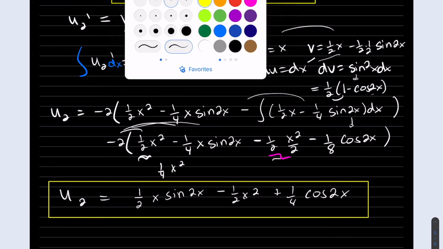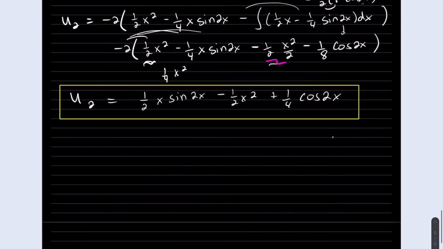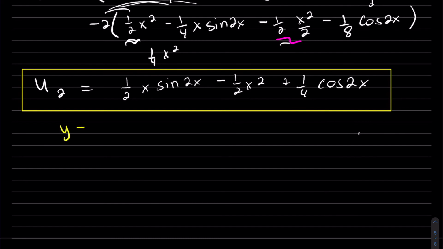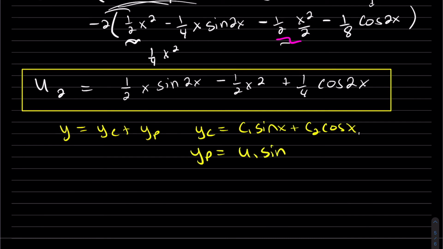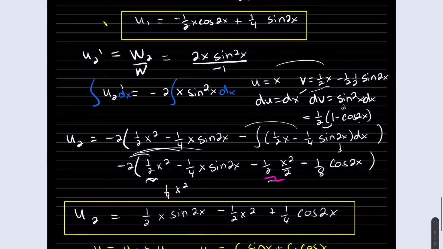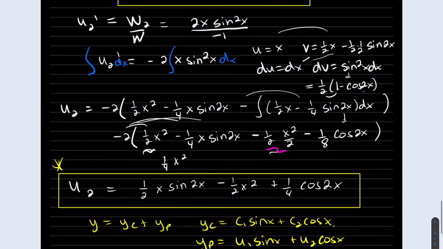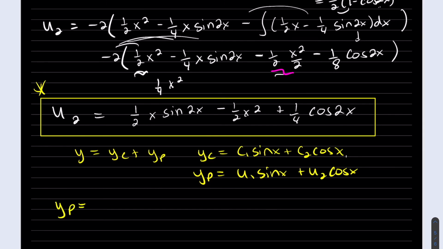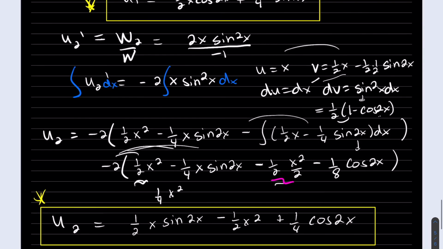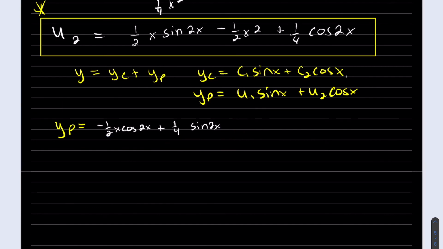So putting them together, writing this out, we have y equals yc plus yp. yc is c1 sine of x plus c2 cosine of x. yp is u1 sine of x plus u2 cosine of x. And we have our u1 and u2 box just up here. Let's write it out. u1, u2 times cosine of x.